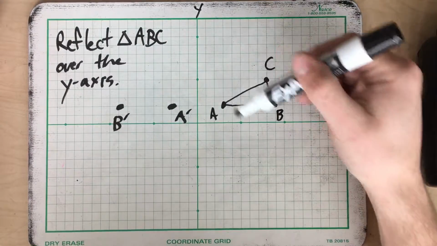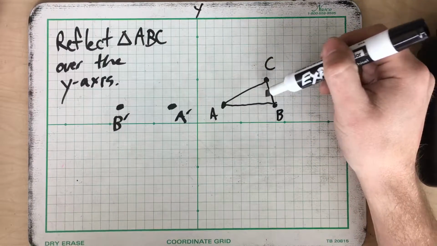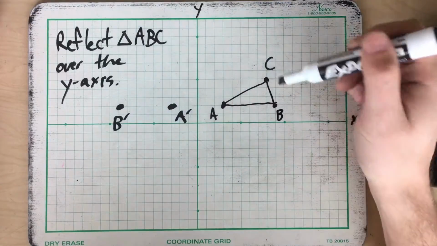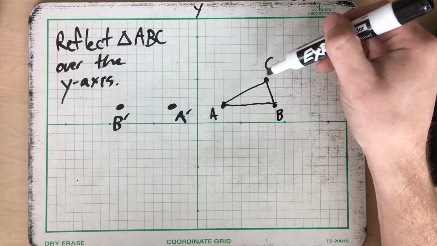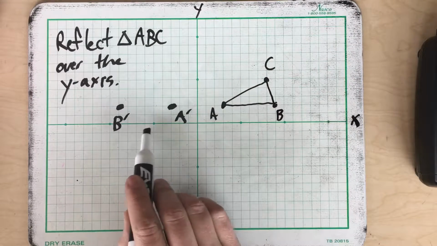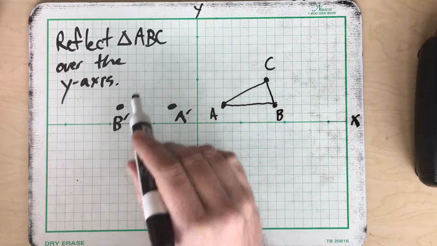C, same thing. It was up 1, 2, 3, 4, 5, so our new point's going to be up 5. We went to the right 5, 6, 7, 8. So we'll go to the left 5, 6, 7, 8, and up 5.